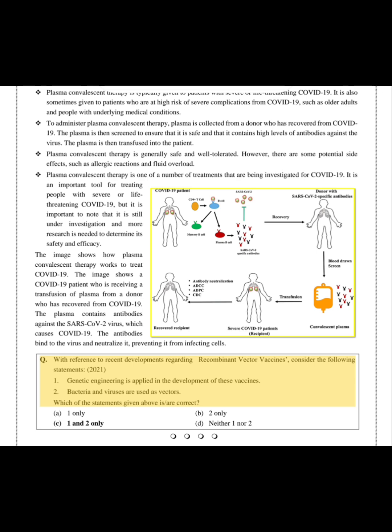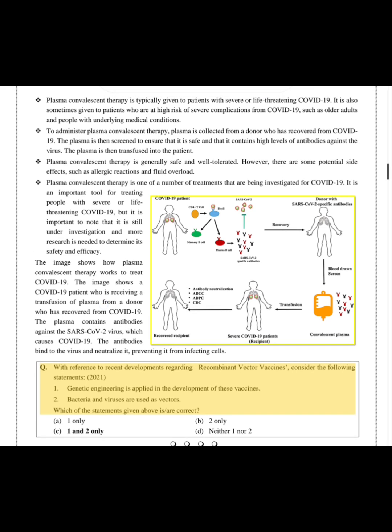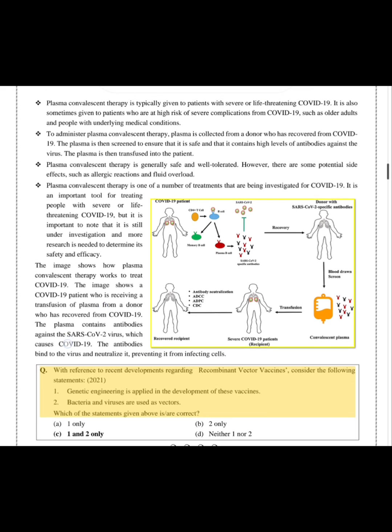Q. With reference to recent developments regarding recombinant vector vaccines, consider the following statements. 2021. 1. Genetic engineering is applied in the development of these vaccines. 2. Bacteria and viruses are used as vectors. Which of the statements given above is correct? A. 1 only. B. 2 only. C.